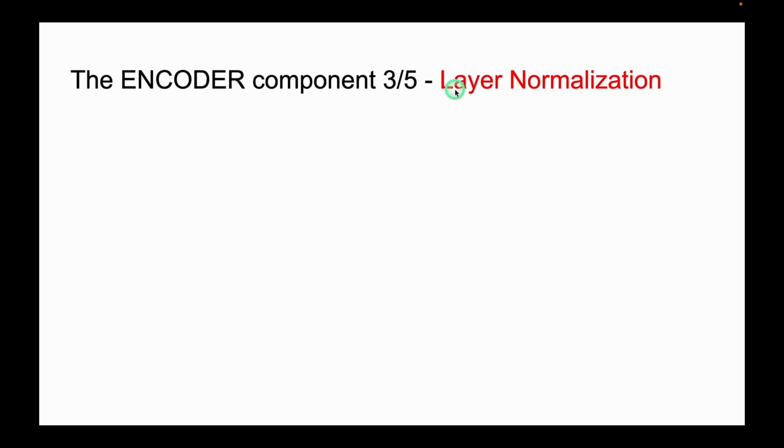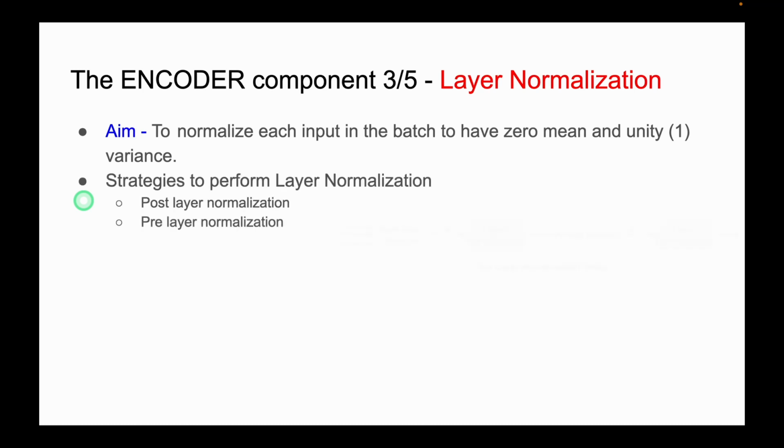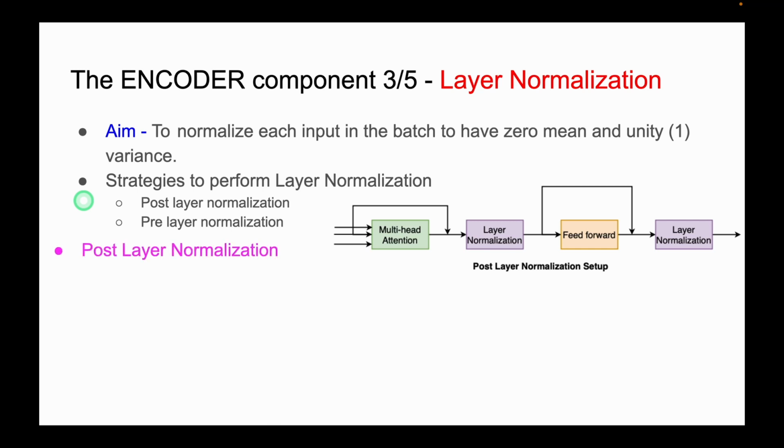The next component of the encoder is the layer normalization layer. The aim of the layer normalization layer is to normalize each input in the batch to have zero mean and unit, or one, variance. When we implement layer normalization, we can adopt one of two categories, namely post-layer normalization and pre-layer normalization. Now let's look briefly at post-layer normalization. As you can see in this figure, in post-layer normalization, the layer normalization is between the skip connections.